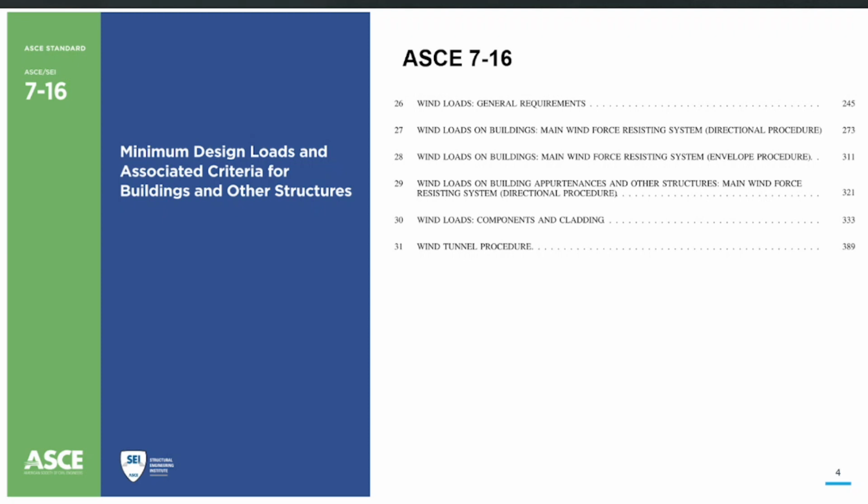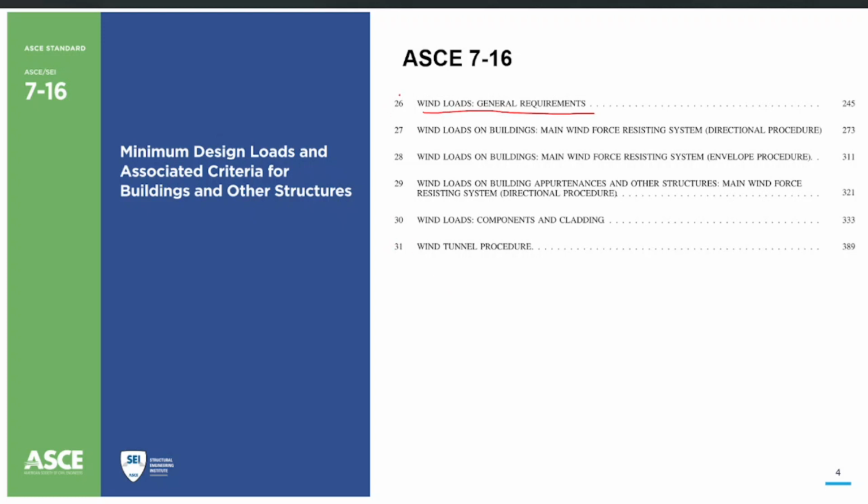So if we look at ASCE 7-16, chapter 26 actually talks about the wind loads general requirements. Primarily, it provides three methods for wind analysis of building structures. Two are static analysis procedures, and one is the wind tunnel procedure, which may include dynamic analysis also.